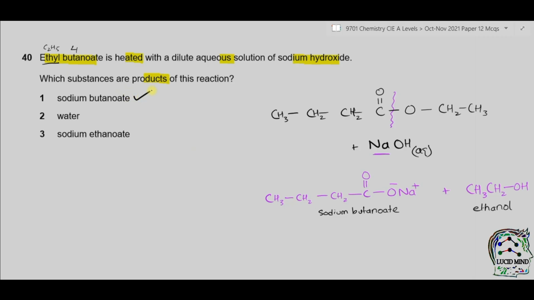So sodium butanoate is true. We have water as a product. This is wrong. Sodium ethanoate is also not formed. As only option 1 is correct, answer is therefore D.